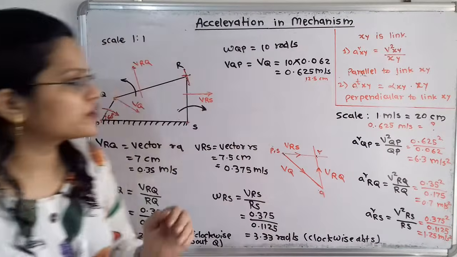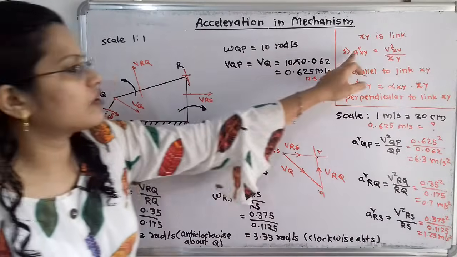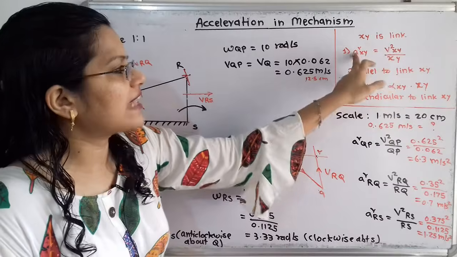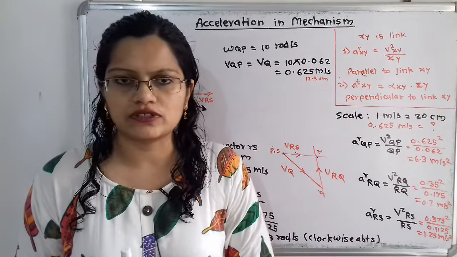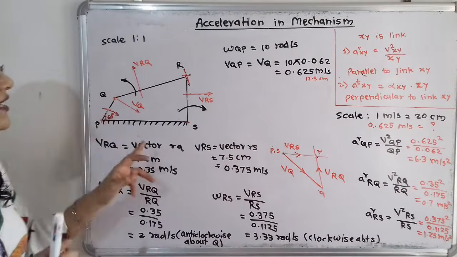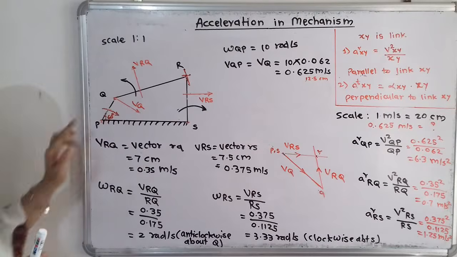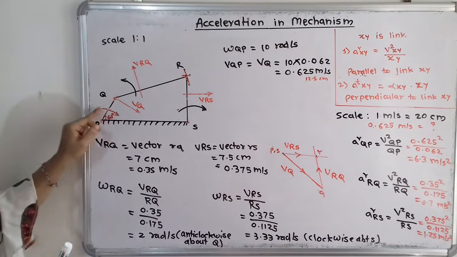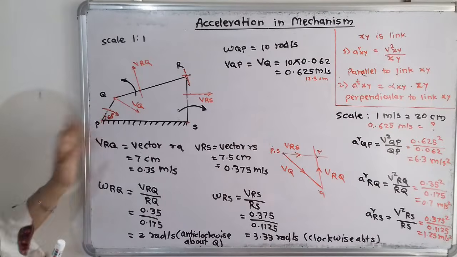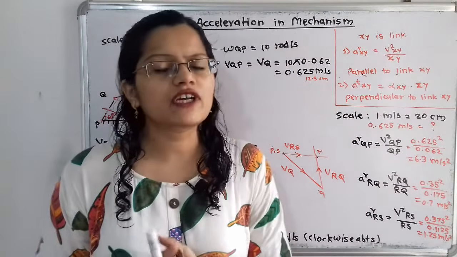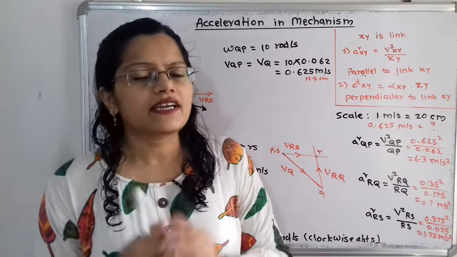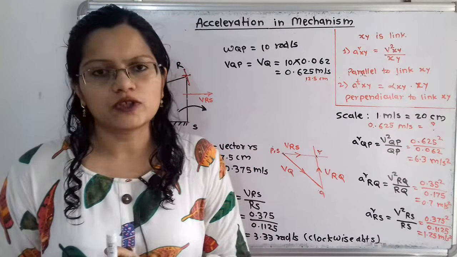If we observe, we know the linear velocities for these links. So from this linear velocity we can calculate the radial components. So first we will take the link QP. P is the fixed point and Q is rotating in clockwise direction about this point P. If we consider it a crank, then it is rotating at constant speed.